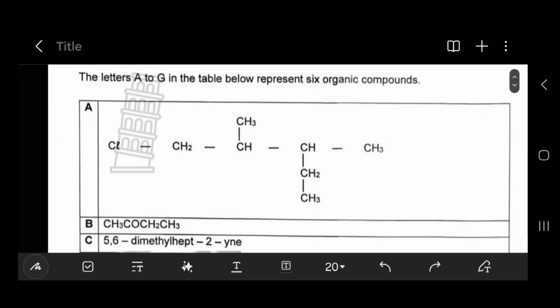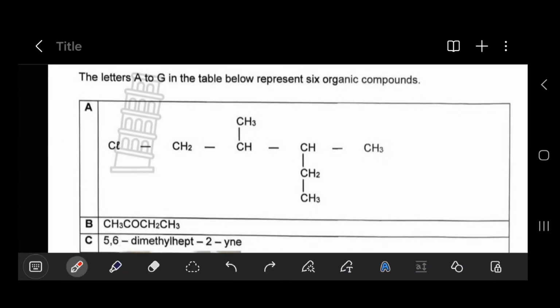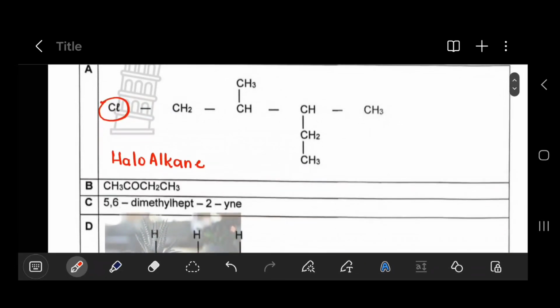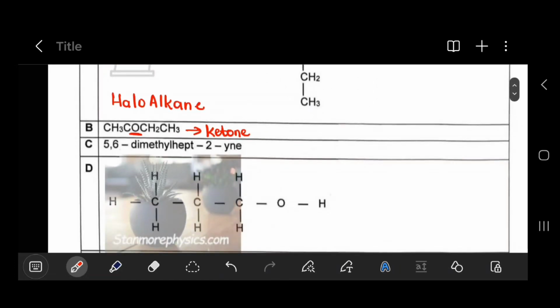So starting off with A, we see that we've got carbons and hydrogens, and then we notice the presence of a chlorine. That immediately tells us that A is a haloalkane. Now going on to B, what they've given you there is the condensed structural formula, so we don't see the bonds being shown. But we notice that we've got this oxygen in the middle of the compound. That has to be a ketone. For C, we've got 5,6-dimethylhept-2-yne. So our suffix here, yne, tells us that this is an alkyne.